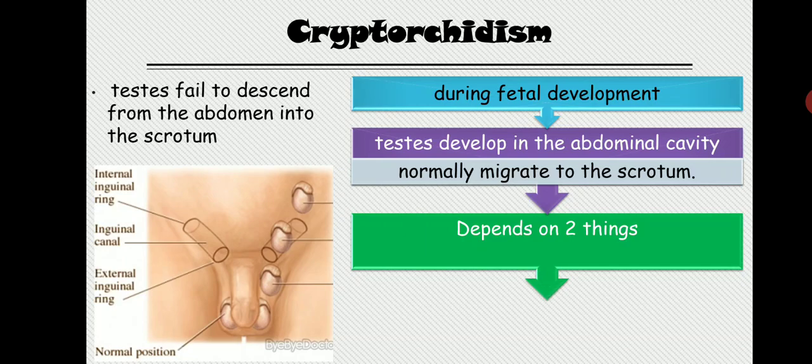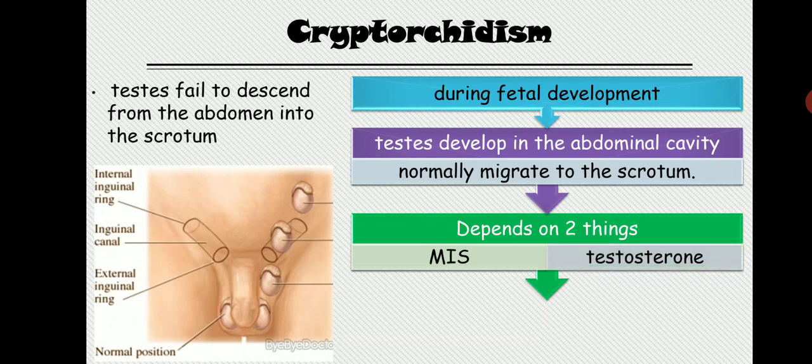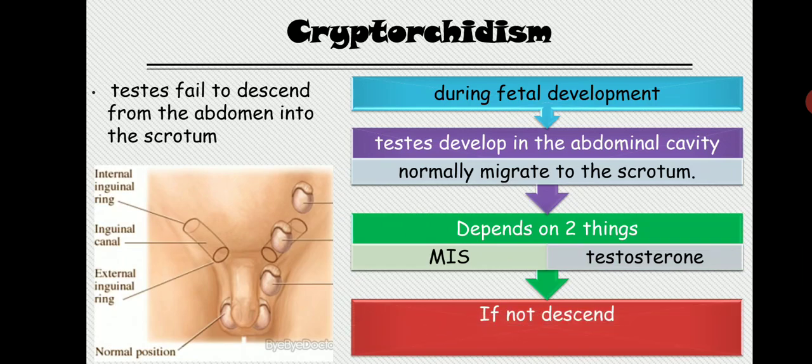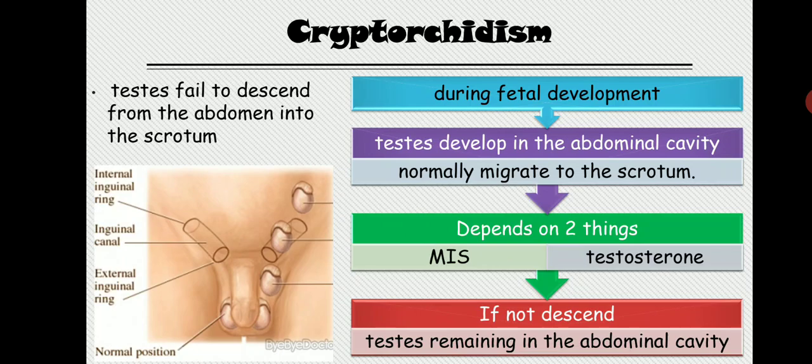This descent depends on two things. One is MIS, that is Mullerian inhibiting substance, and another is the testosterone. So if descent does not happen, then the testis will remain inside the abdominal cavity, where it is exposed to a higher core temperature, right? As we discussed, spermatogenesis is prone to temperature. If the temperature is higher, then spermatogenesis will decrease. So a person having cryptorchidism has less spermatogenesis or rather absent spermatogenesis.